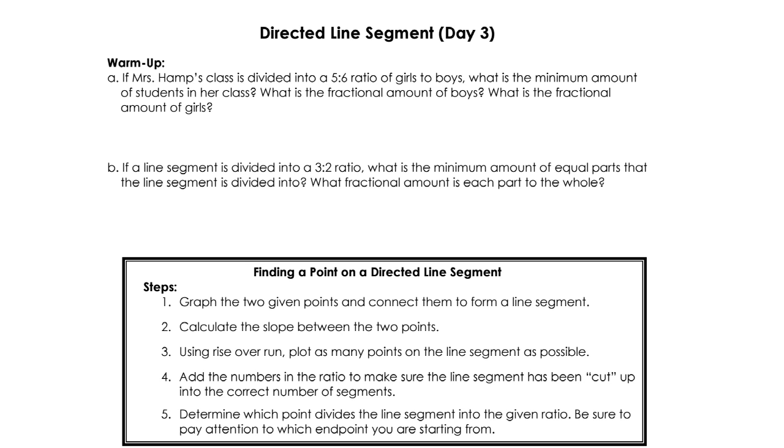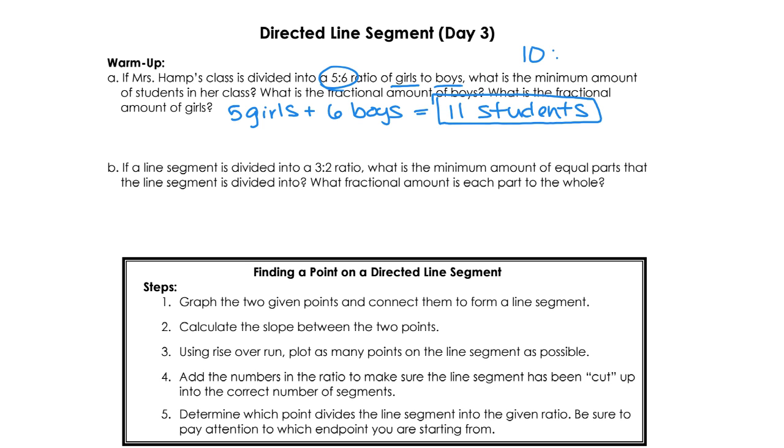All right, so because we are divided into a 5-to-6 ratio of girls to boys, that means that there's 5 girls and 6 boys. And that's 11 students, and that's the minimum amount. And they say minimum because ratios can always be reduced like fractions. So it doesn't mean that there is 11 students. It could be that there are 10 girls and 12 boys. And so therefore there could be 22 students in our class.